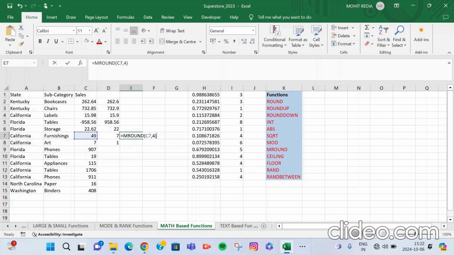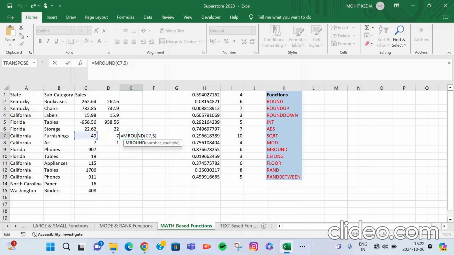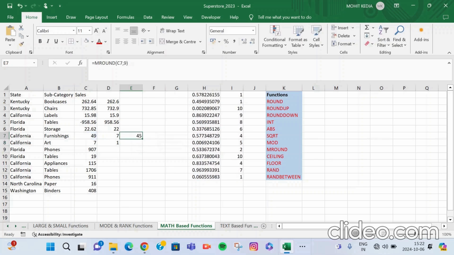If it is 5, then it should give 50. 6 will give 48. 7 will be 49. 8 will be 48. 9 will be 45. And 10 will be 50.